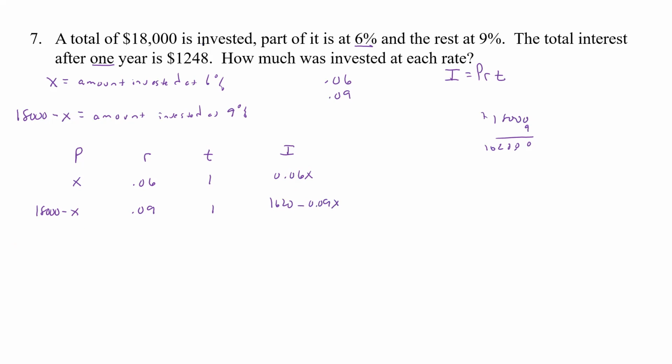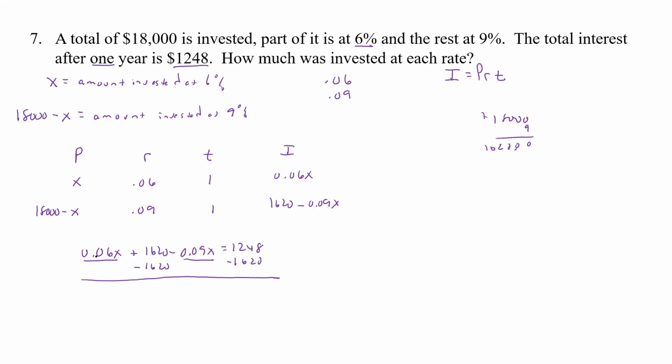So now what do we know? Well, now we know that together they should add up to the total interest. So let's add those two together: 0.06x plus 1620 minus 0.09x equals 1248. Okay. Well, now we have like terms, so we can combine those. And let's get rid of this one because we don't want it on this side.